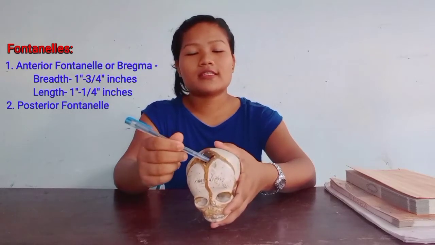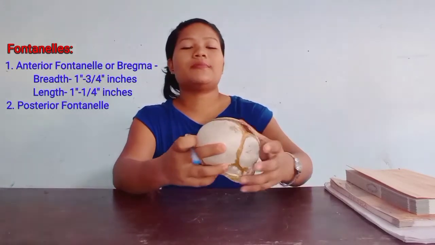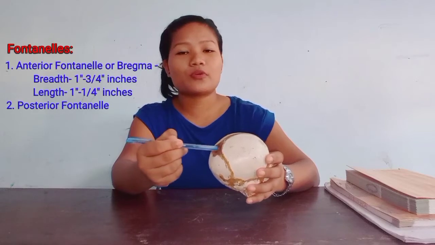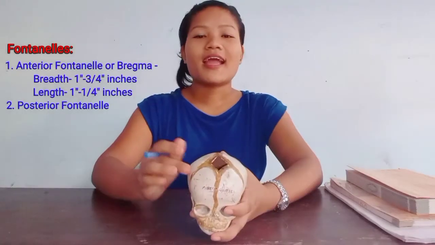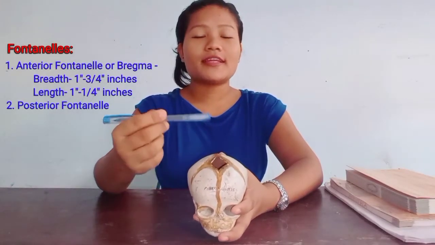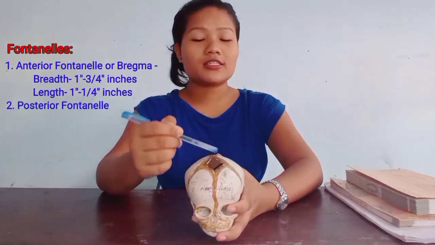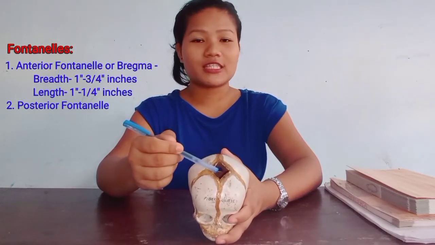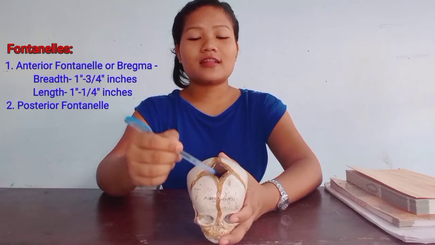You see, this one is the anterior fontanelle, and in the back of the fetal skull, this is the posterior fontanelle. The anterior fontanelle is also called the bregma. Here you can see it is diamond shaped.